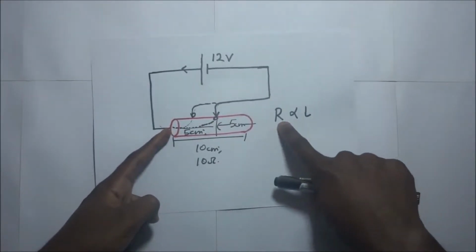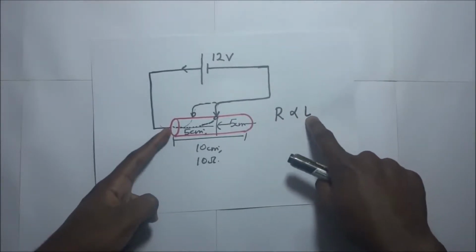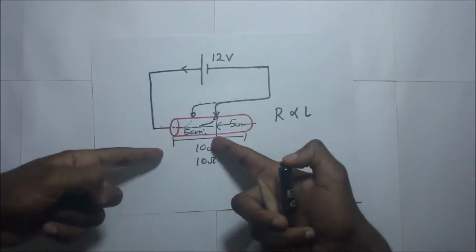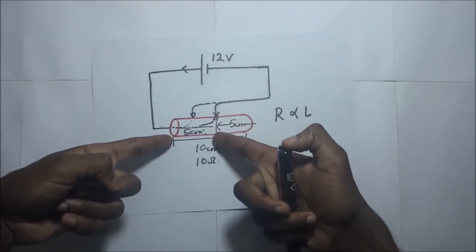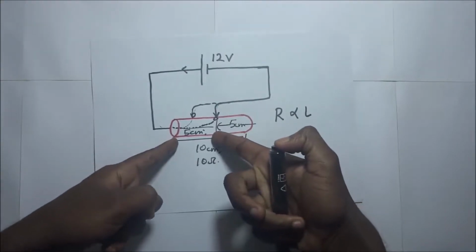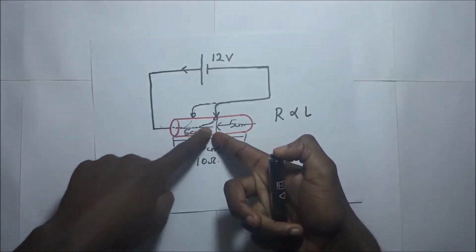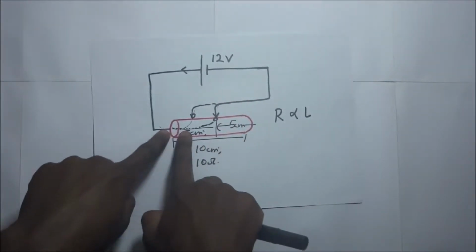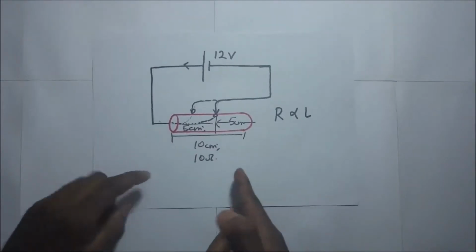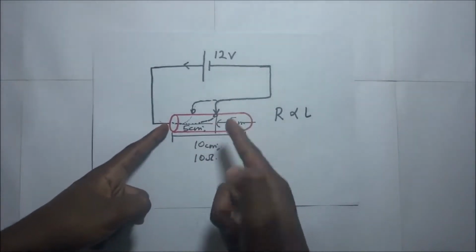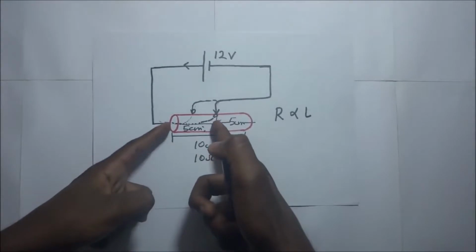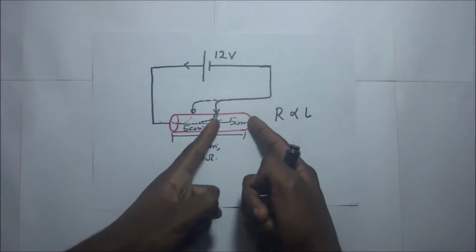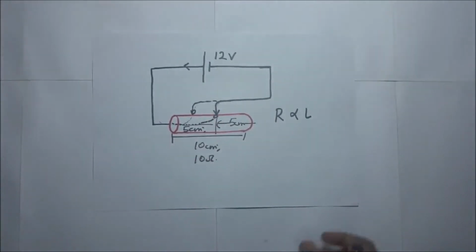And since resistance is directly proportional to the length, if these 10 centimeters correspond to 10 ohms, then the 5 centimeters will correspond to 5 ohms. So if we want to find the amount of current flowing through the conductor, the current is only flowing through 5 ohms. This 5 centimeters only corresponds to 5 ohms of the resistance. So the effective resistance in this circuit becomes 5 ohms, and this part of the conductor becomes redundant.